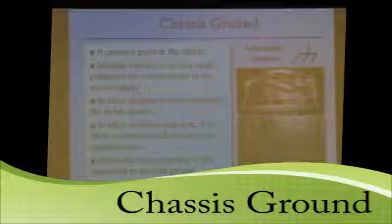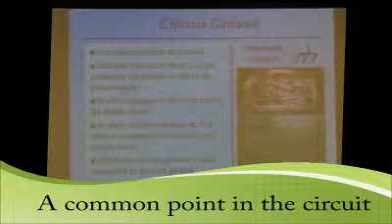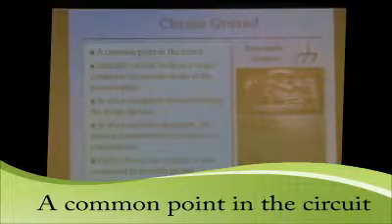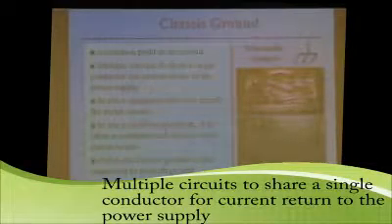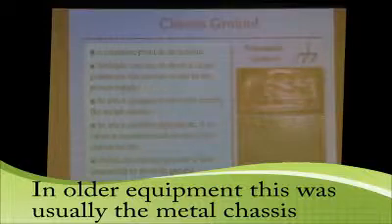Now, chassis ground. This used to be more of a point of contention than it is today, but it's a common point in the circuit. Now, this is an older radio that has a metal chassis. In many cases, they would use the metal chassis as the current return to the power supply. The problem is, with an older radio, sometimes that's used as the return for 120 volts. If everything's working perfectly, you're okay. But if anything fails, one of the capacitors fails or whatever, you can get shocked pretty heavily.